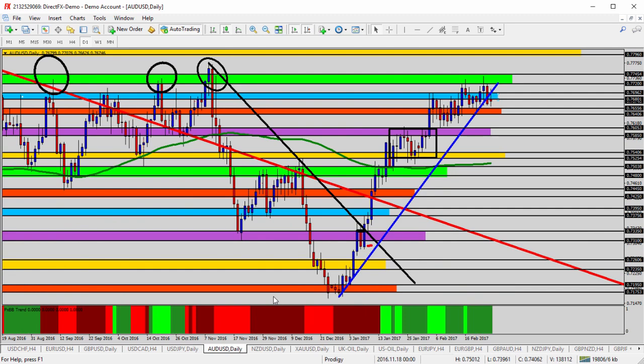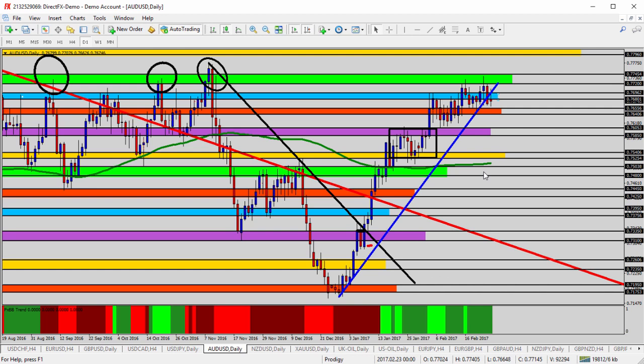Moving on to the AUD USD, Australian versus US dollar, uptrend, blue trend line, not too hard to see. We have had a difficult time going higher at the top of the chart. Look at the black circles over there on the left. That is resistance, of course. So that gives us some resistance on the right-hand side that we saw all last week.